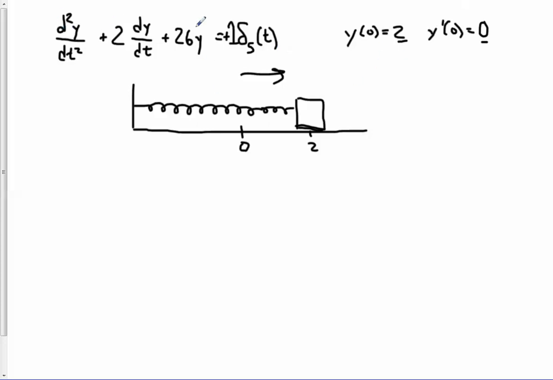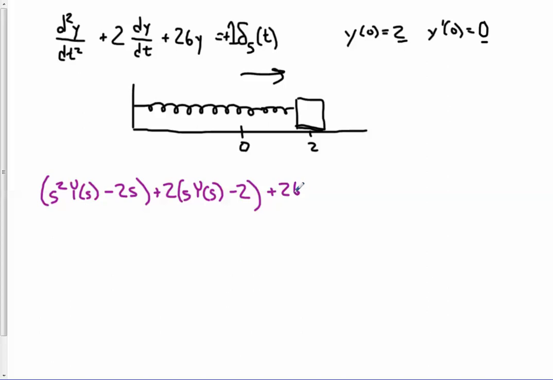We take the Laplace transform of both sides. So on the left we'll get, that would be for the second derivative. Notice y prime of 0 equals 0. Sorry, that term isn't there. It's minus 0. Plus 2 times s y of s minus 2. Plus 26 y of s. And then on the right side, the Laplace transform of delta sub 5 is just e to the minus 5s.